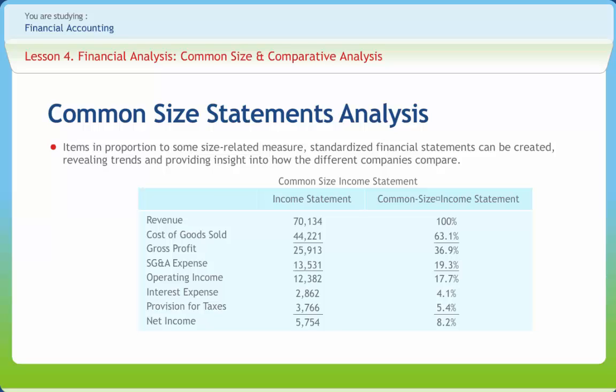Common size statements usually are prepared for the income statement and balance sheet, expressing information as below. Income statement items are expressed as a percentage of total revenue. Balance sheet items are expressed as a percentage of total assets. The example shown on the screen shows a common size income statement.